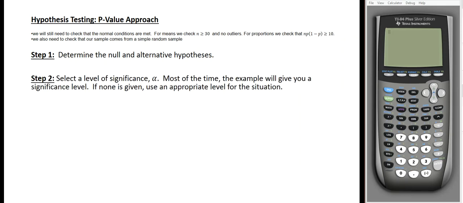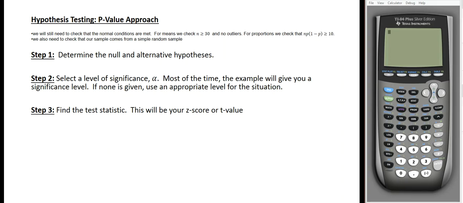Step 2, we're going to select a level of significance alpha. Most of the time the examples will give you a significance level, but I just want to put a little note in here. If none is given, use an appropriate level for the situation. So I know the book says always use alpha equals 0.05, but that's not always appropriate. If we're talking about something that's really extreme and is going to affect a lot of lives, say like health, medication, whatever, we need to maybe select that alpha a little bit smaller, like 0.01. So just make an appropriate level for the situation.